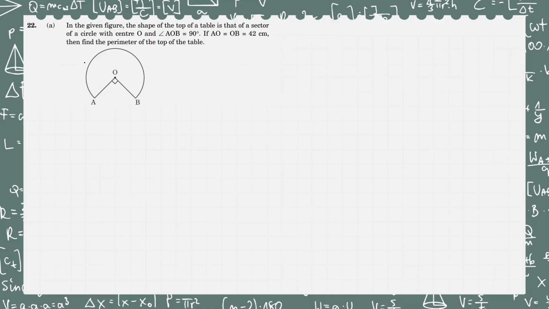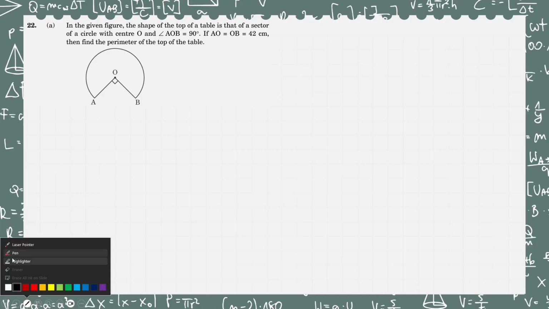Sum 22 has two choices. The first one is, in the given figure, the shape of the top of a table is that of a sector of a circle with center O and angle AOB equal to 90 degrees. If AO equal to OB equal to 42 centimeters, then find the perimeter of the top of the table. Okay, so let us try to understand. There is a table which is in the shape of a sector. Okay, and AO and OB are nothing but the radius of the circle so formed, which is given as 42 centimeters. Now we need to find the perimeter of the top of the table.